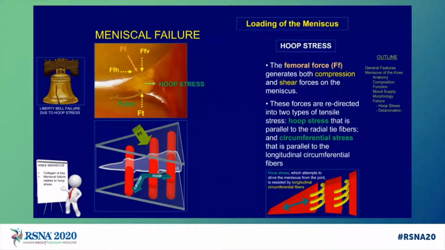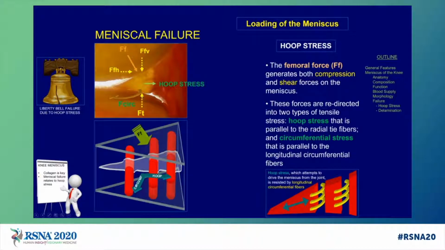Now, the main reason we get meniscal tears relates to something known as hoop stress. And indeed, it was hoop stress that produced the crack in the Liberty Bell that we have in Philadelphia. To give you an idea what hoop stress is, this is a sagittal section through the posteromedial aspect of the knee. Here is the femoral force being applied at an angle with both horizontal and vertical component.